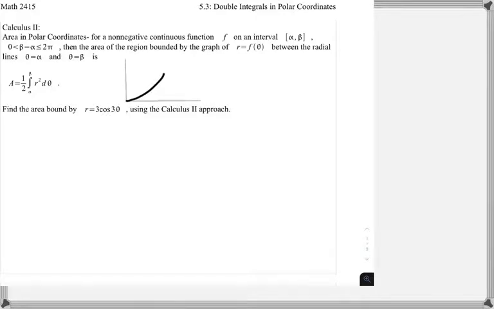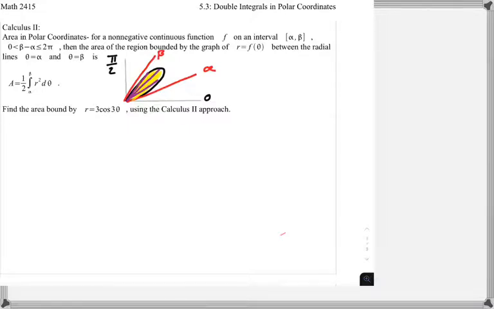So we could draw an example of this. So here would be your graph, or part of your graph, of r equals f of theta. And we'll just look at something in the first quadrant, and then you have your radial lines alpha and beta. And then what we do is we partition this up into smaller sections, and then we use the area for a sector of a circle, and that's how we come up with this formula.